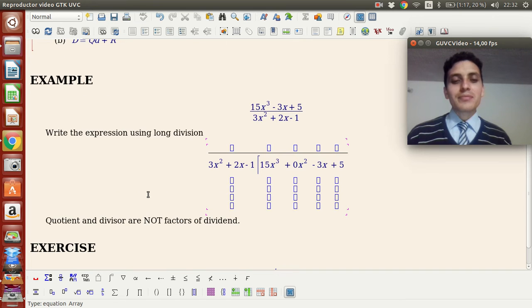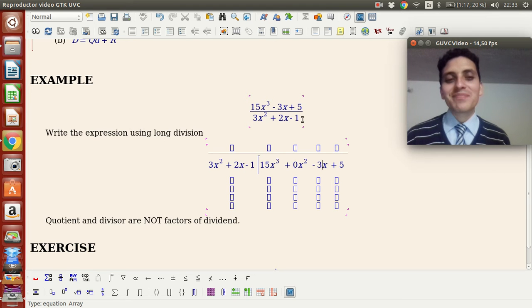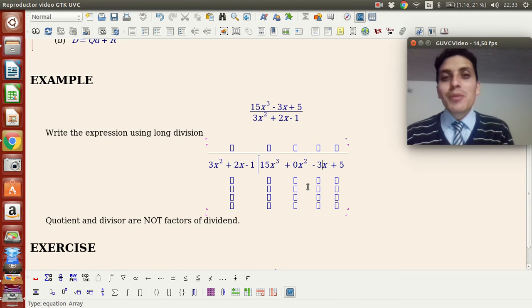Let's see the example. The example is we have 15x cubed minus 3x plus 5 divided by 3x squared plus 2x minus 1. We have to write the expression using long division. Okay, in class, I usually write the divisor, the dividend, and I just write the line crossing here. Okay, I decided to write this using boxes in such a way that you can see where you can place each term that you multiply and divide, and in this way it will be more organized for you and it will be easier for you to follow the steps.